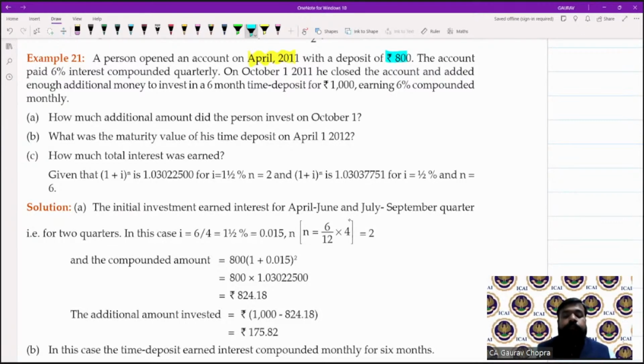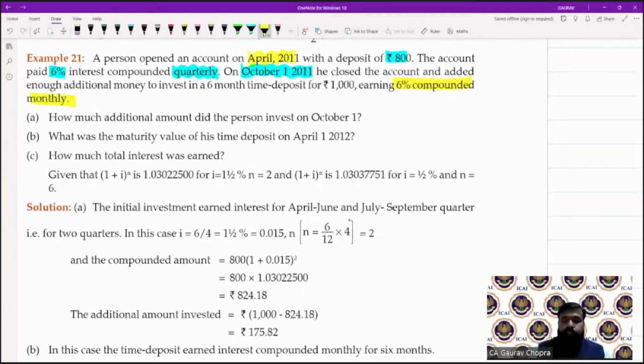The account paid 6% interest compounded quarterly. So 6% becomes the rate of interest and compounding is done quarterly. On October 1, 2011, he closed the account. That is, after 6 months, he closed the account. So this is the important date, and he added enough money to invest in a 6-month time deposit. Now he is investing into a time deposit for rupees 1000, again earning 6%, but this time compounding is on monthly basis.